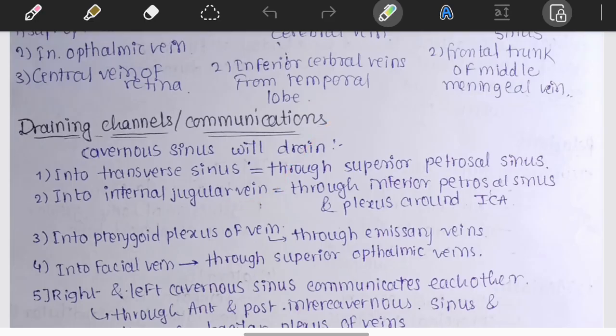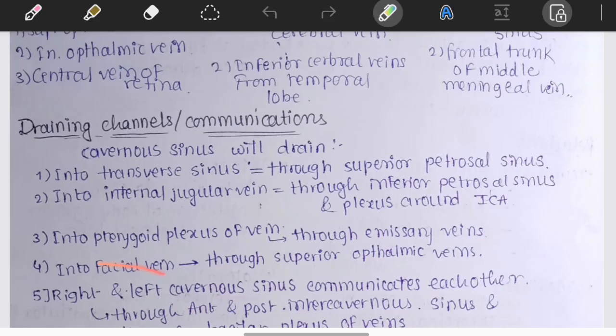Third one is the pterygoid plexus of veins. Now here's something interesting. The cavernous sinus also communicates with the pterygoid venous plexus through the emissary veins. Ask yourself why it is important. Because emissary veins have no valves, that means infection can unfortunately spread, and this is one of the most important clinical concepts in anatomy.